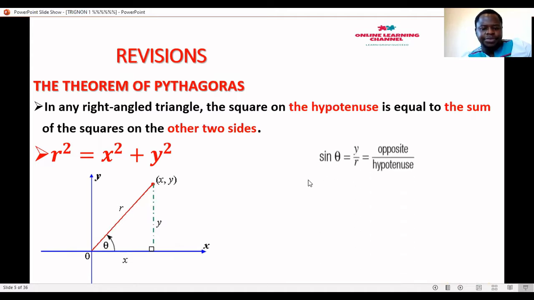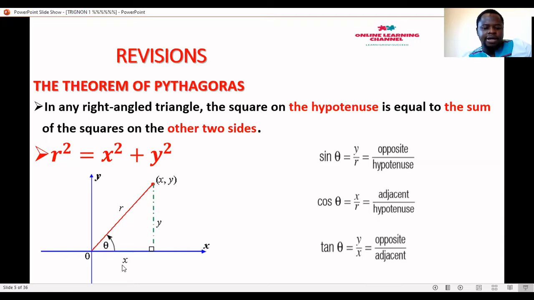Now, if you use a trig ratio, sin theta is equal to y over r. Cos theta will be x over r. And tan theta will be y over x.